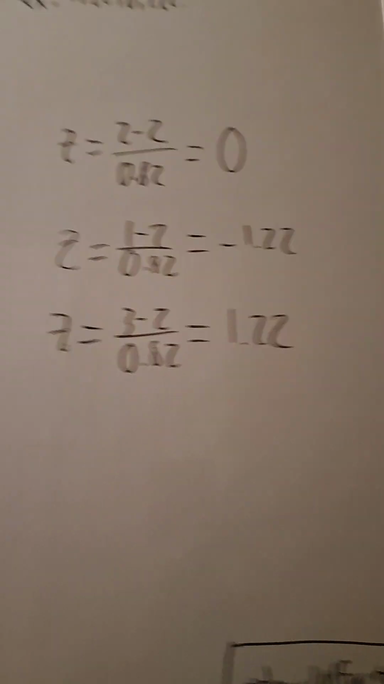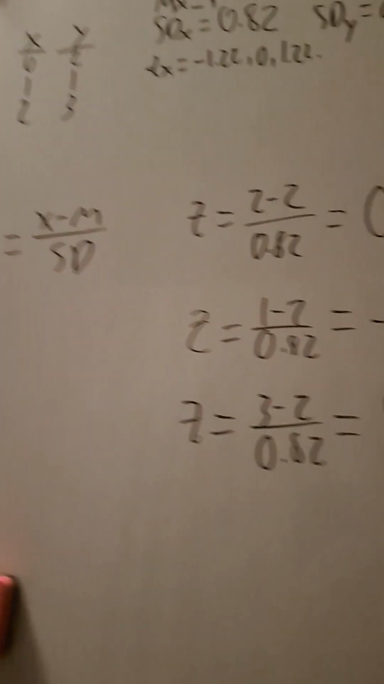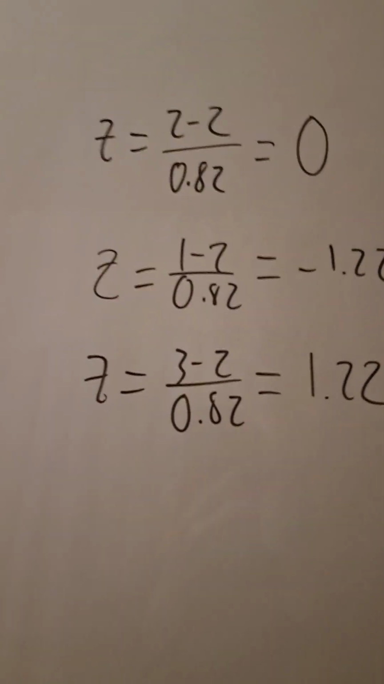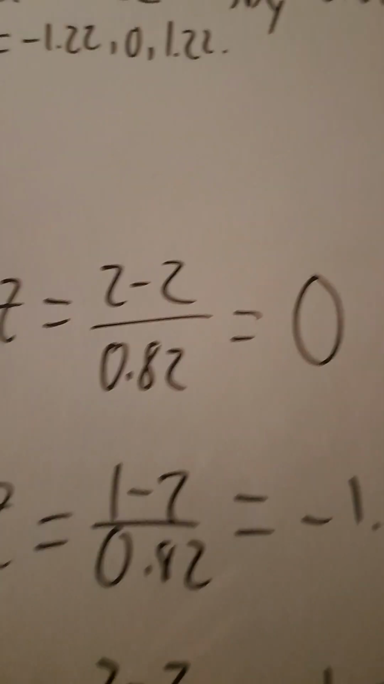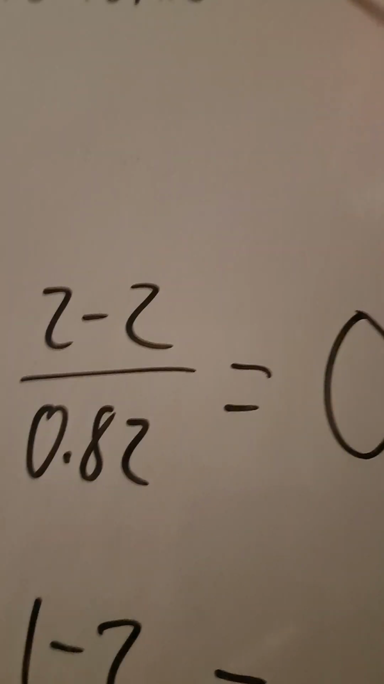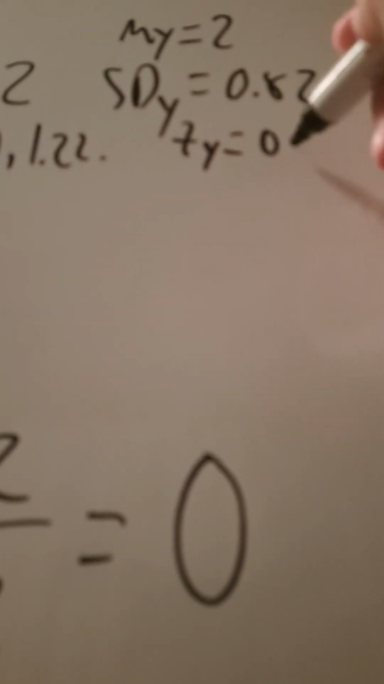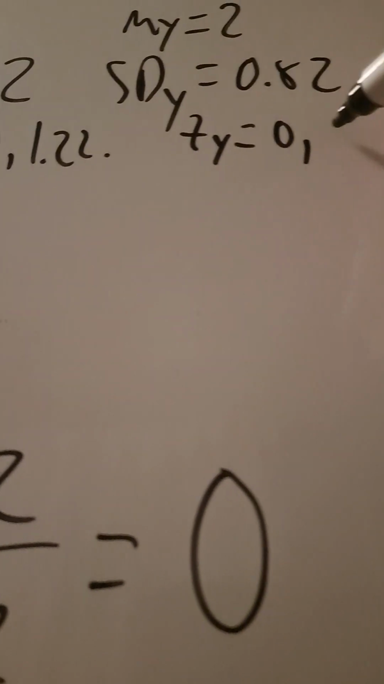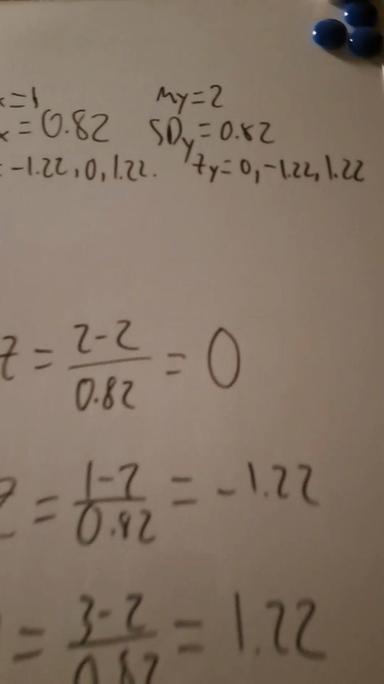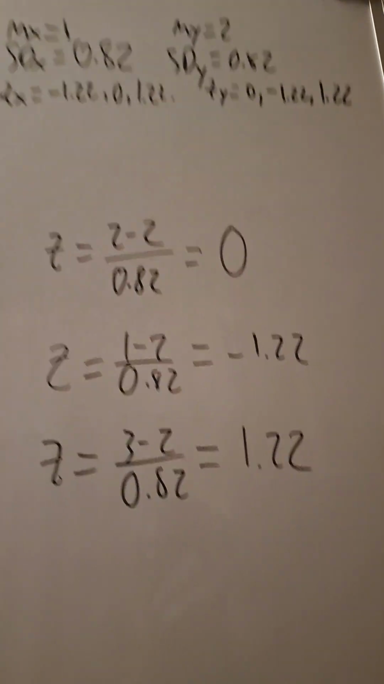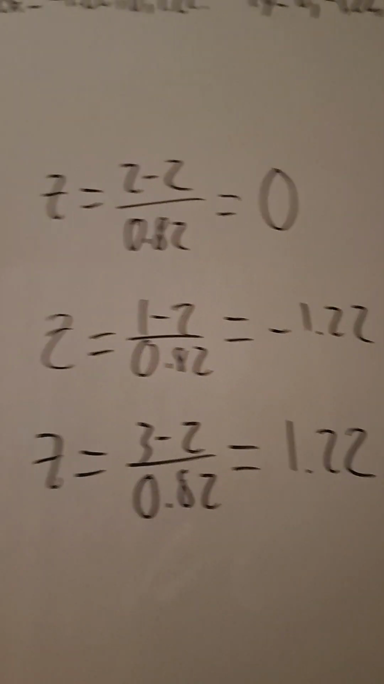All right, so these are our z-scores of our y-scores, this is z of y. I'm going to put them up here so we don't forget. Our z's of y are equal to 0, negative 1.22, and positive 1.22. Again, this should not be too terribly difficult. We did this in class. So now we get to actually calculating our r.